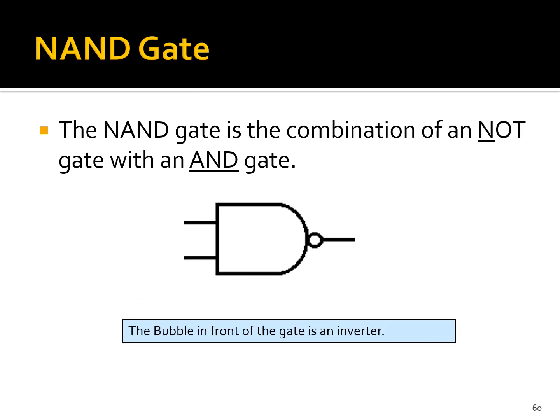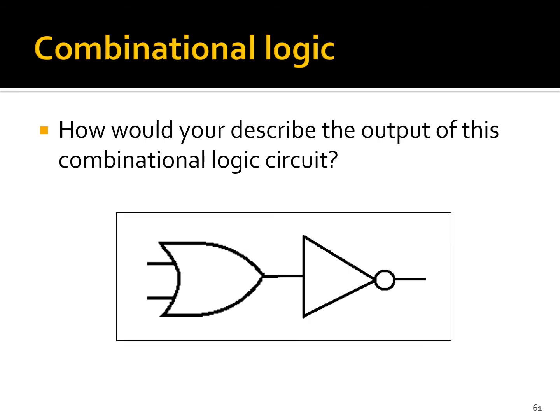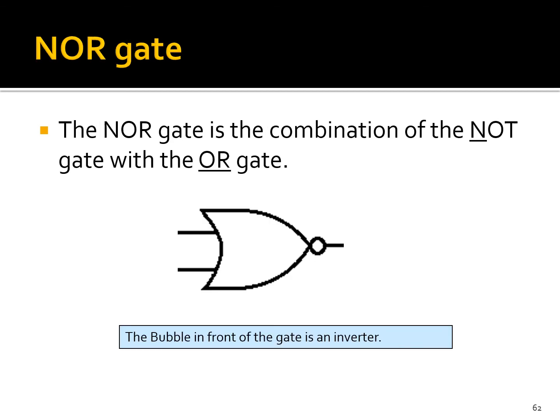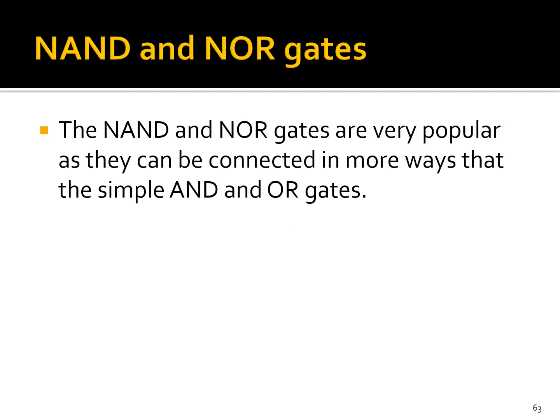So the NAND gate is a combination of a NOT gate and an AND gate. That bubble in front of the gate is an inverter. Similarly here, I have a combination of an OR gate and a NOT gate. So the NOR gate is the combination of the NOT gate with the OR gate. The NAND and NOR gates are very popular as they can be connected in more ways than the simple AND and OR gates.